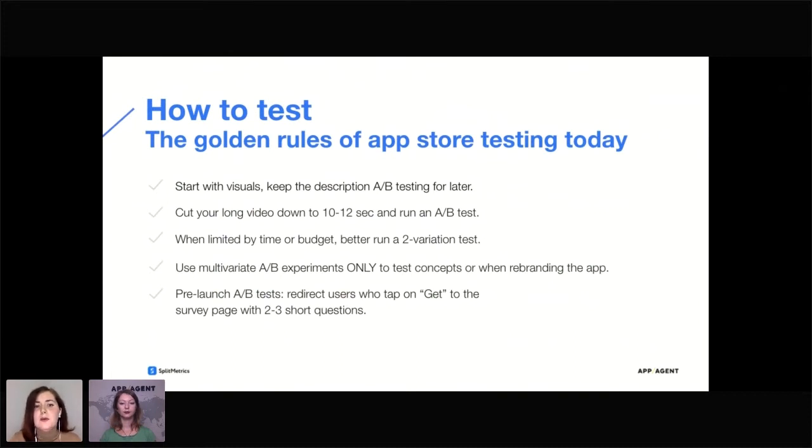Another rule is related to multivariate A/B testing, where you test different variants of your app icon, name, screenshots with a single experiment. Some think that running an experiment with several app page elements will save them money. In reality, they get confusing results and they have to do regular tests and then spend more money on traffic. So we recommend running multivariate experiments only if you want to rebrand your app or test a new concept.